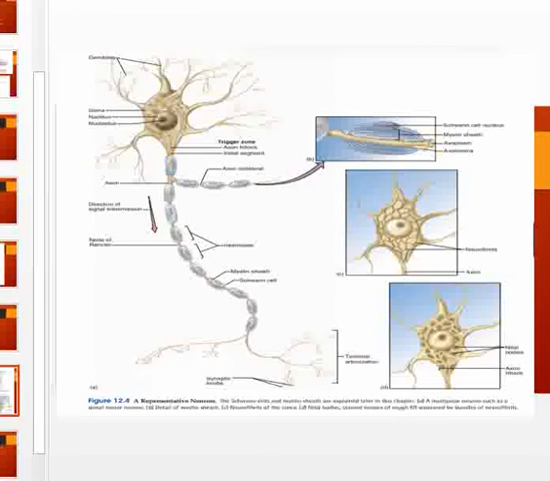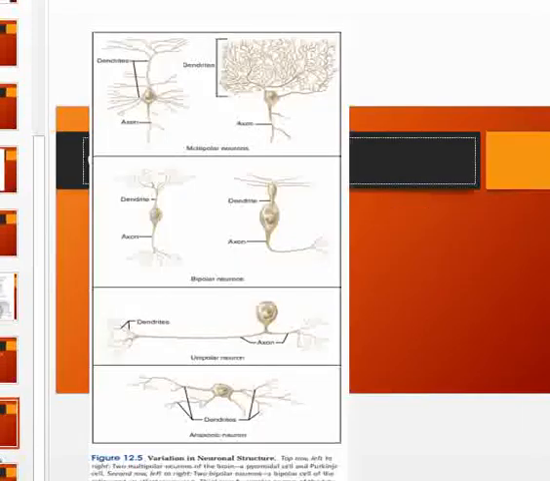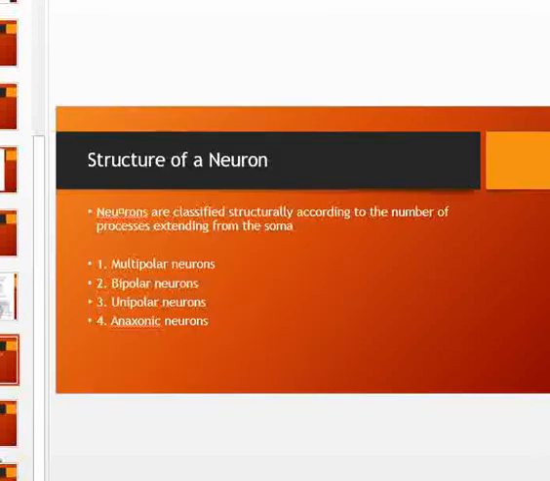We are going to see how neurons can be classified. I've said not all neurons have these details; some are very different based on the number of axons. That is what we are going to have next. We are going to see the classification of neurons. Neurons are classified structurally according to the number of processes extending from the soma. We have multipolar neurons, bipolar neurons, unipolar neurons, and anaxonic neurons.